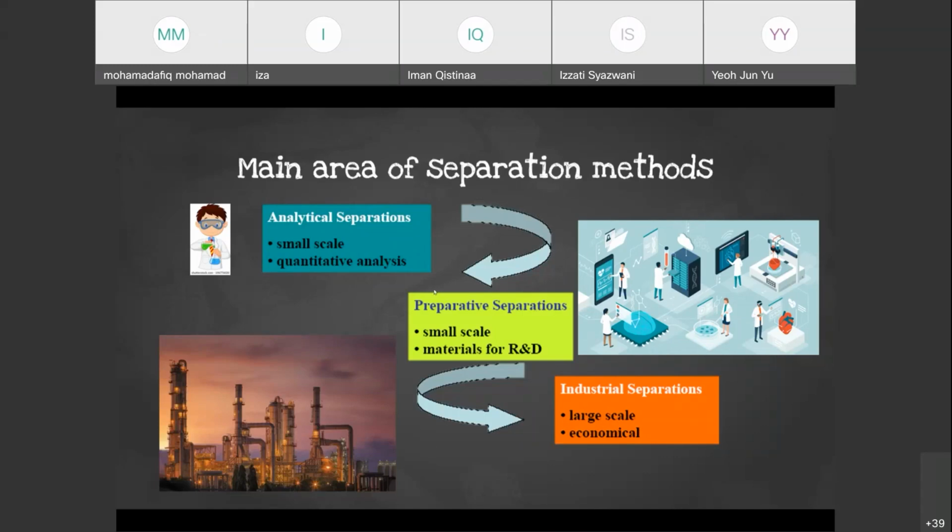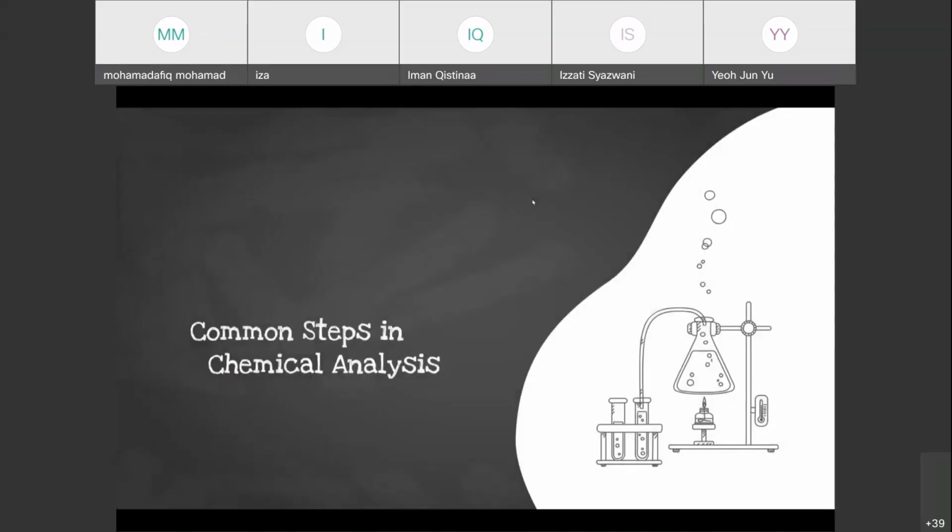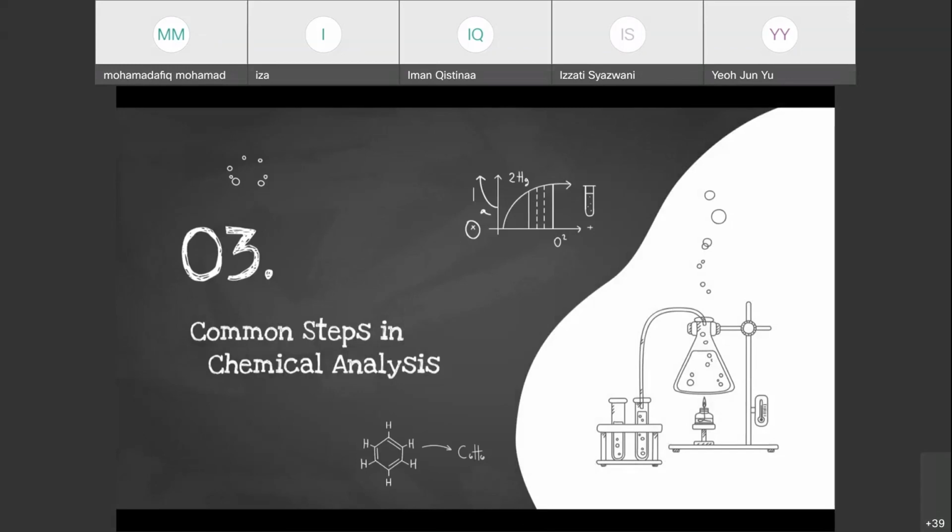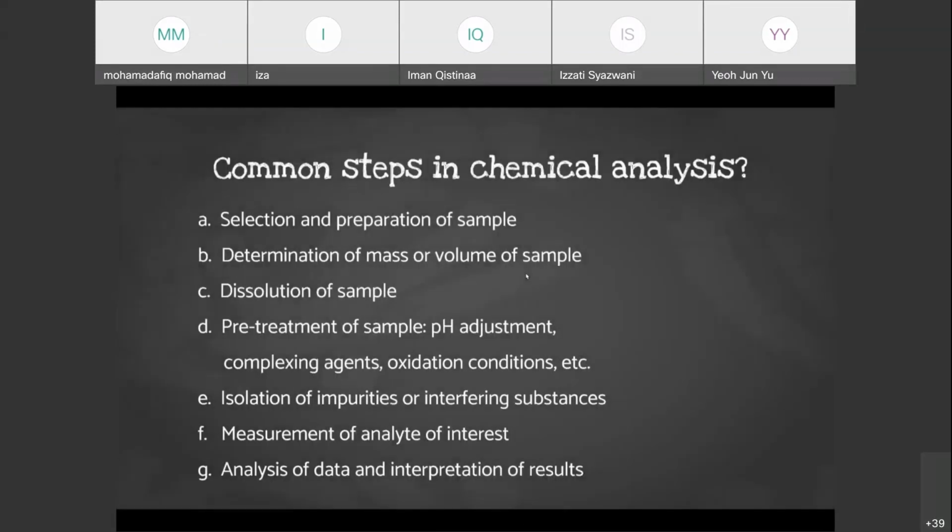Sekejap. 8.40. And then the third outline we will go today is let's look what is the common steps in the chemical analysis. Okay, selection and preparation of sample. Actually, we have several things lah. Sebenarnya contohnya macam you determine the problem, and then you do the selection. Actually, we have a lot of things. So, but here just specifically for chemical analysis.